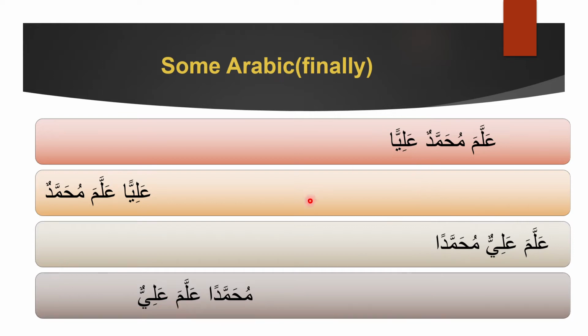Now, out of all these, perhaps the most sense-making sentence in English will be this one, where you say Muhammad allama Ali, which means Muhammad taught Ali. That's how it will be in English. But you are actually wrong in Arabic, because like we said in the previous slide, order doesn't matter.